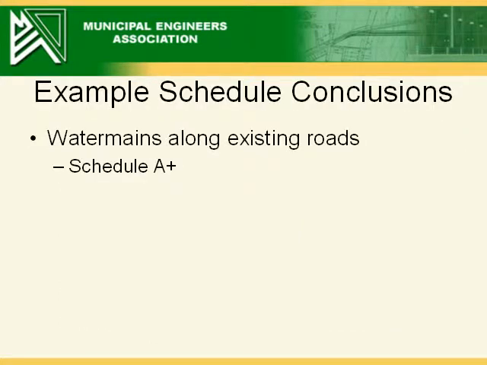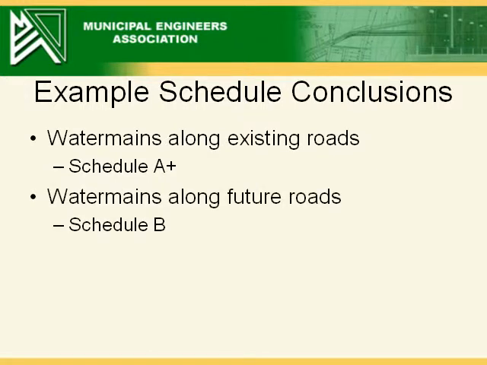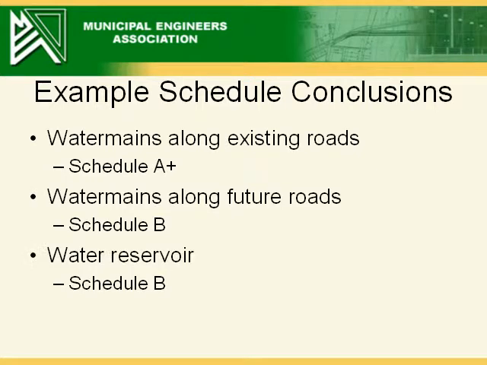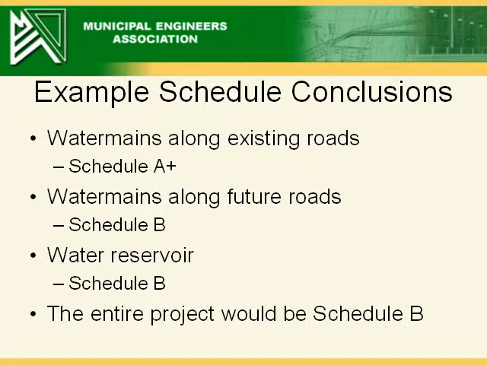The water mains along existing roads could be defined as Schedule A+, as they are in an existing road allowance. The water mains along future roads could be defined as Schedule B, as they are not in an existing road allowance. The new water reservoir could be defined as Schedule B as land acquisition is involved. The entire project would be Schedule B as the component parts are dependent on each other to solve the need. It is not appropriate to treat the water mains along existing roads as Schedule A+ and the remainder as Schedule B. This would be piecemealing.